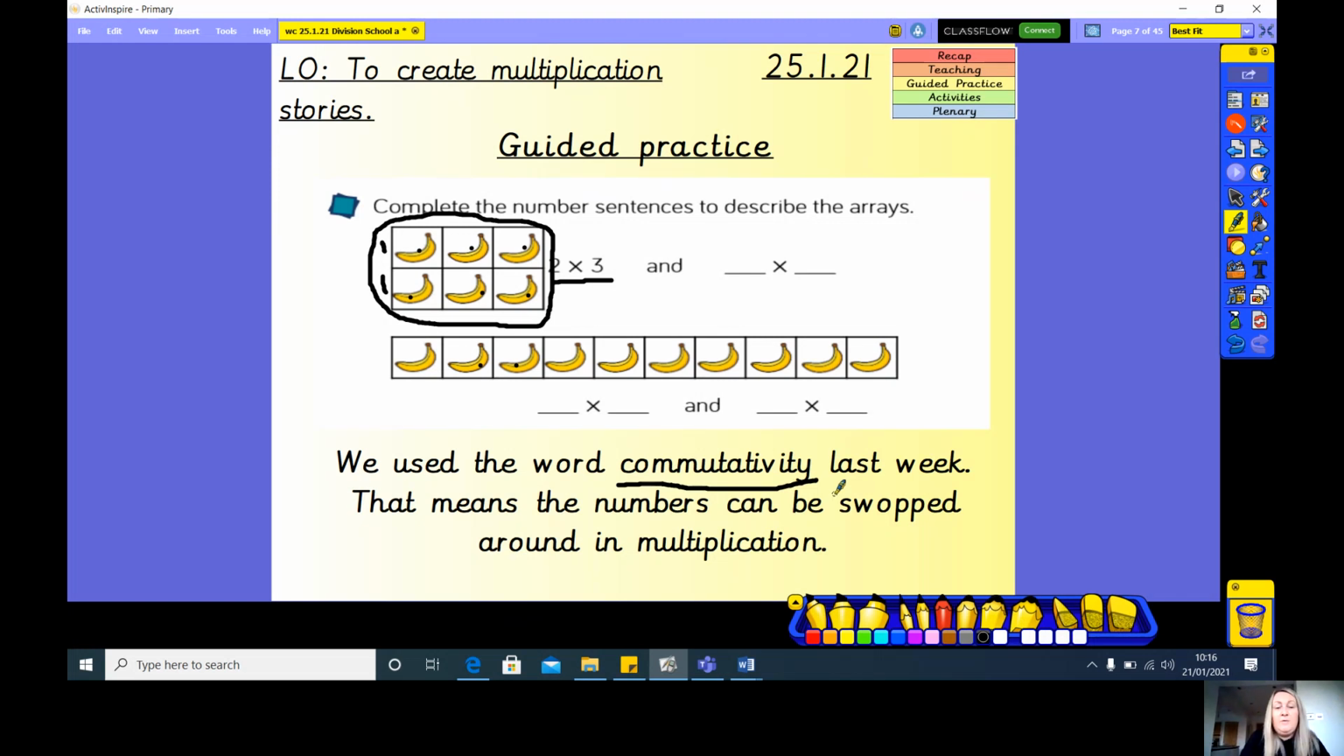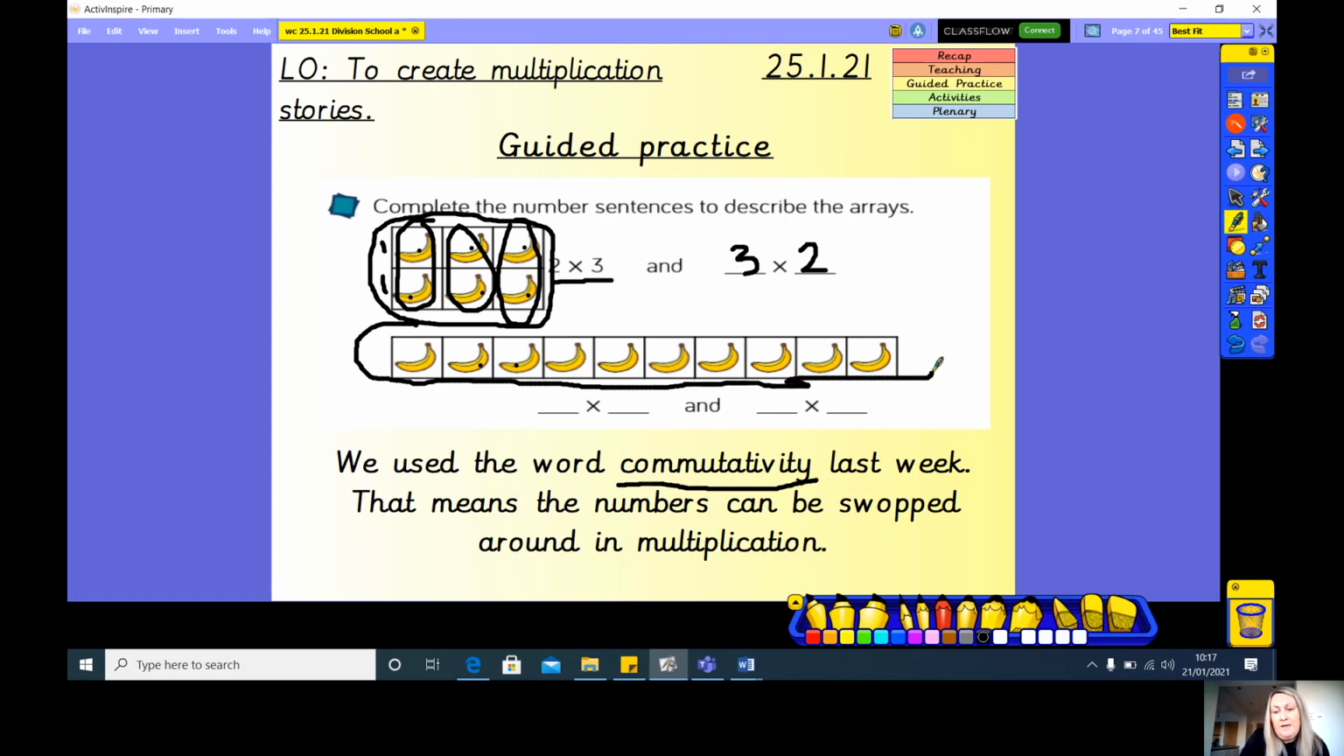So let's have a go at swapping the numbers around. 2 times 3, so what else could it be then? Well done, we could swap them around and do 3 times 2, or 3 lots of 2. Here's one lot of 2. Here's another lot of 2, and here's another lot of 2. That's 3 lots of 2. Well done, year 2.